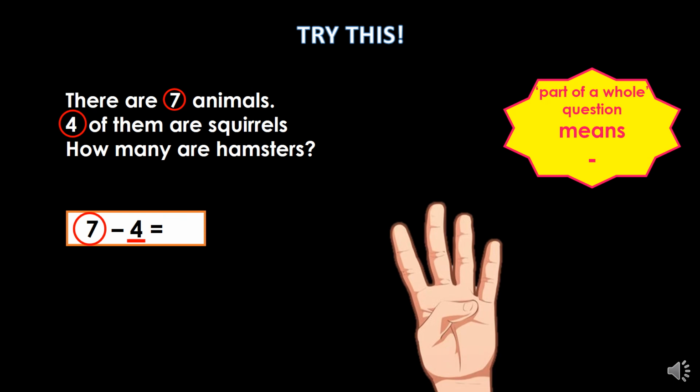Starting from 7, let's count back. 7, 6, 5, 4, 3. 7 minus 4 is 3. There are 3 hamsters.